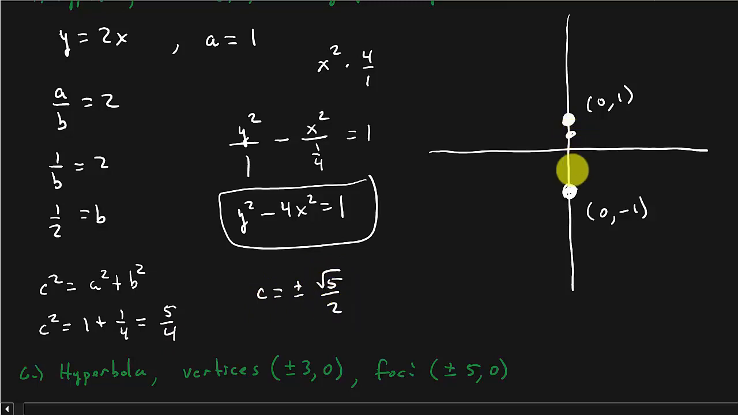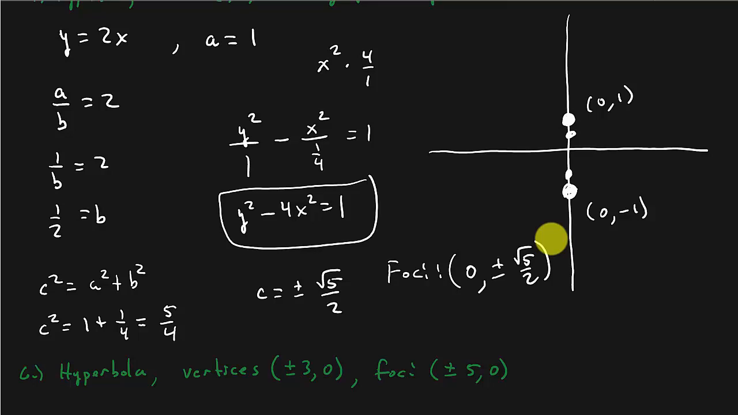Now, remember your foci is going to be here and here, right? So what's going to be the coordinates of the foci? The x coordinate is going to be 0, and then it's going to be plus or minus square root of 5 over 2. Okay, they didn't ask us that. When I'm doing this on this video, I didn't have in the directions to find that, but they did ask for it in the book, so we went ahead and did it.